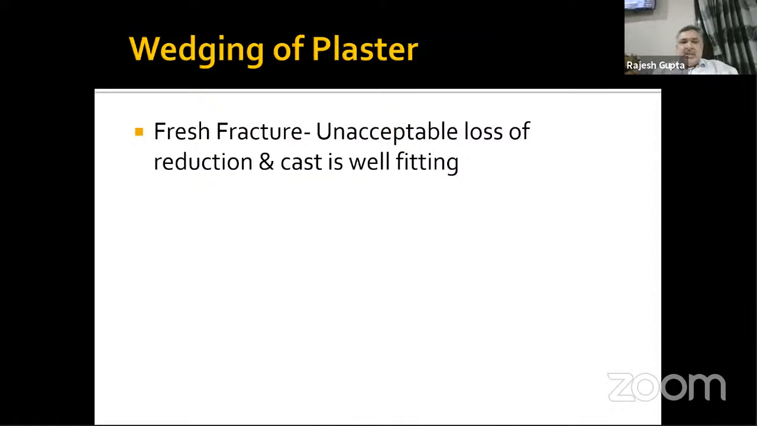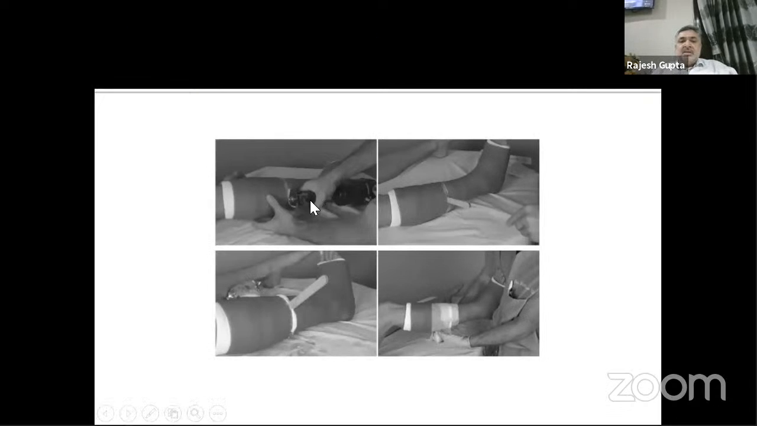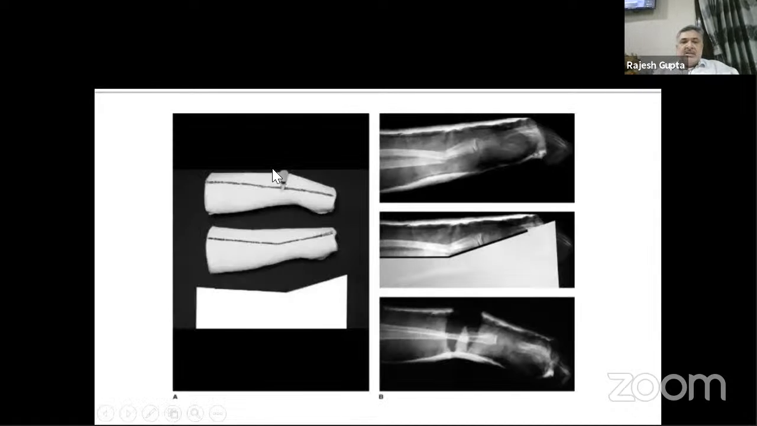Now, a very important thing: what is wedging of the plaster cast? I think most of the postgraduates do not know or do not do this. What is wedging? In a fresh fracture, when there is an unacceptable loss of reduction and the cast is well fitting, we can do the wedging. At the apex of the deformity, we cut the plaster to 2/3 of the circumference. We open the wedge, and the wedge is kept open with a wooden piece or a cork, okay, after the correction. And then we repair it with a fresh layer of the plaster.